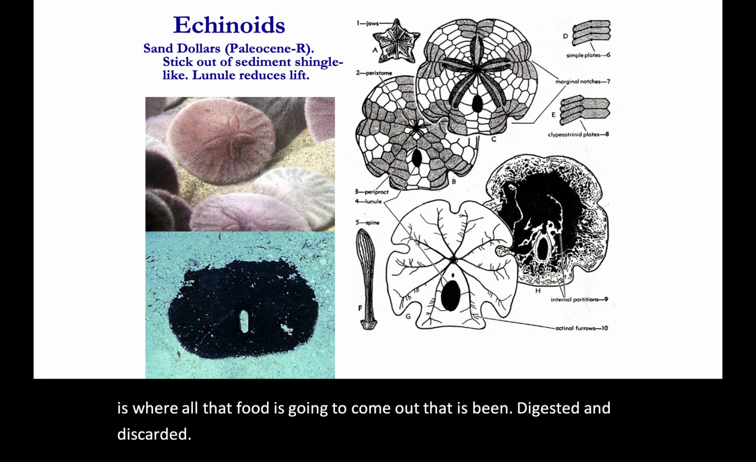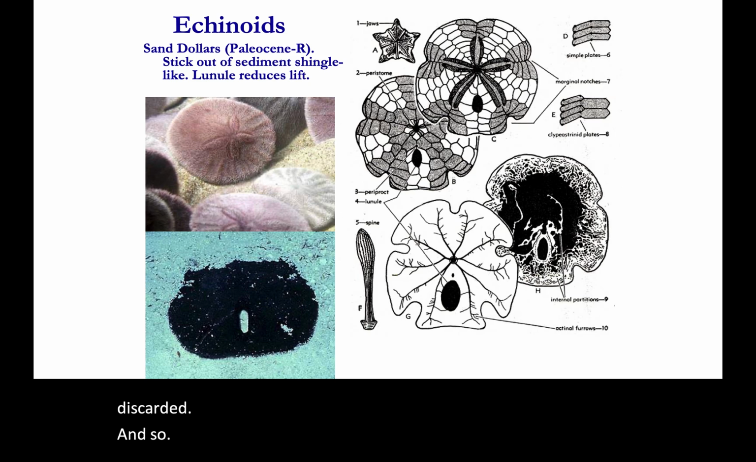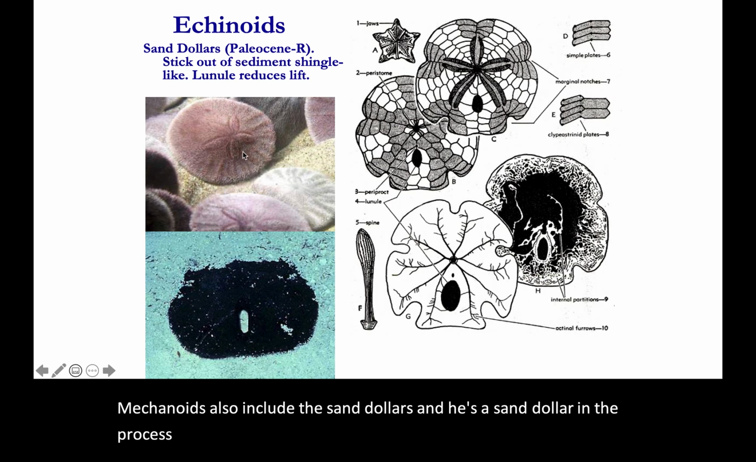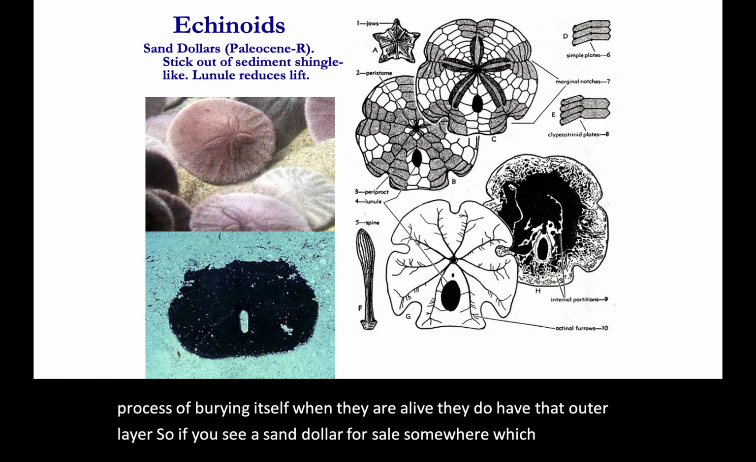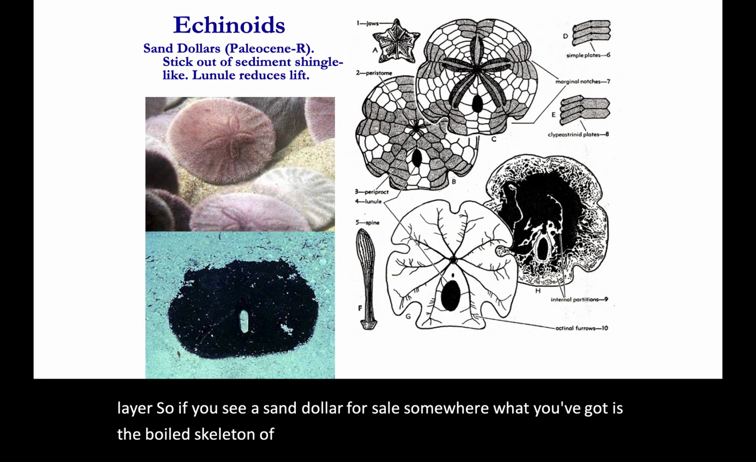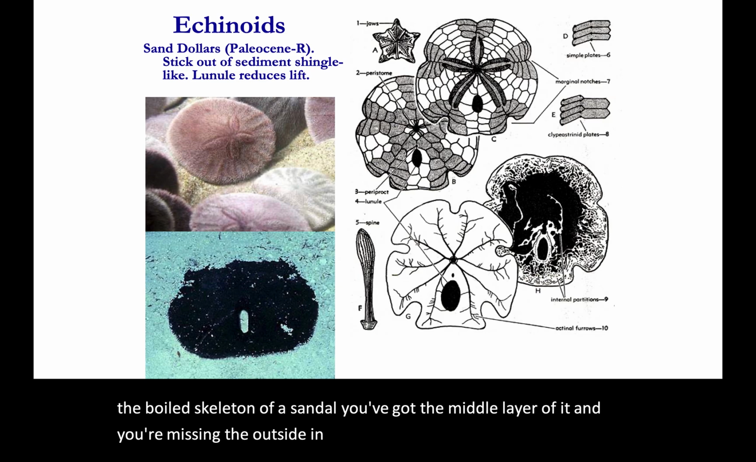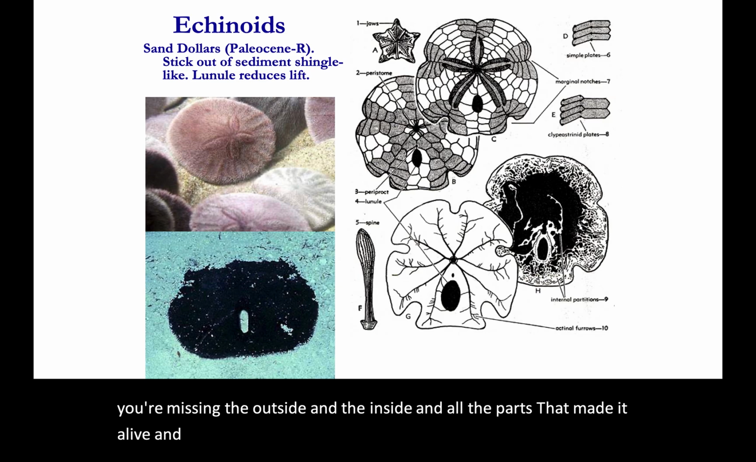And so echinoids also include the sand dollars, and here's a sand dollar in the process of burying itself. When they are alive, they do have that outer layer. So if you see a sand dollar for sale somewhere, what you've got is the boiled skeleton of a sand dollar. You've got the middle layer of it, and you're missing the outside and the inside and all the parts that made it alive and move around, and that's kind of weird, yeah. Why would you want that, you big weirdo?